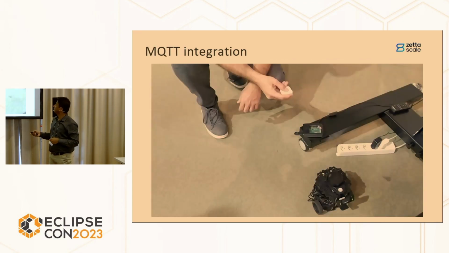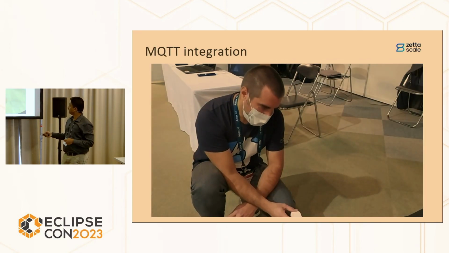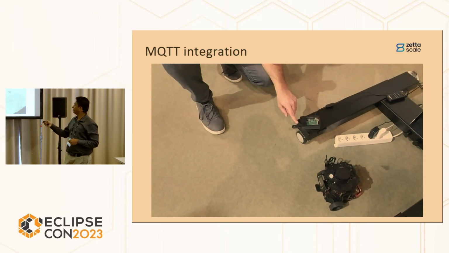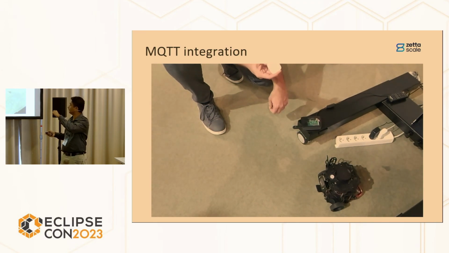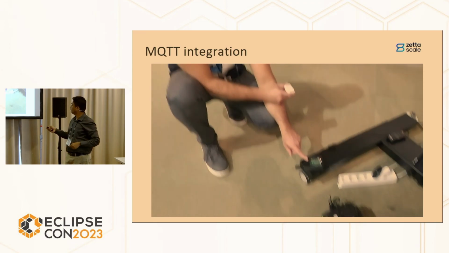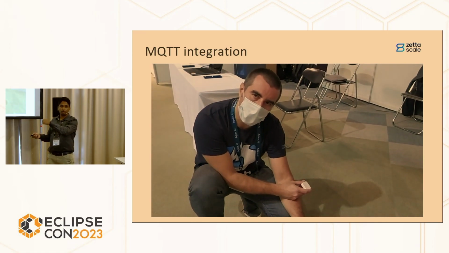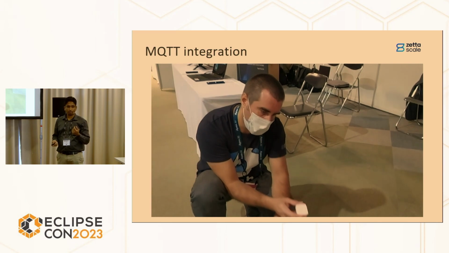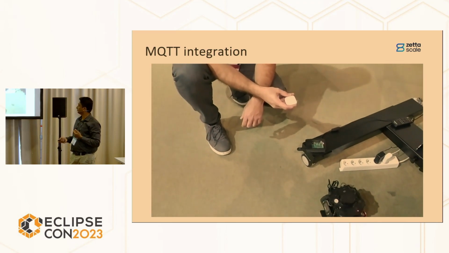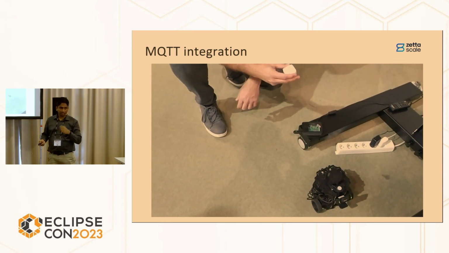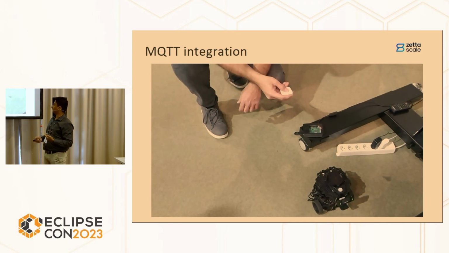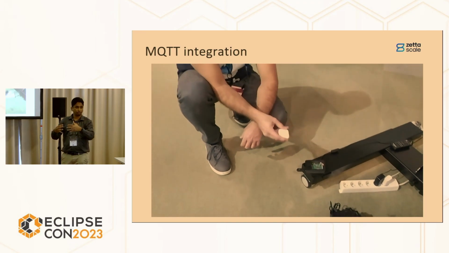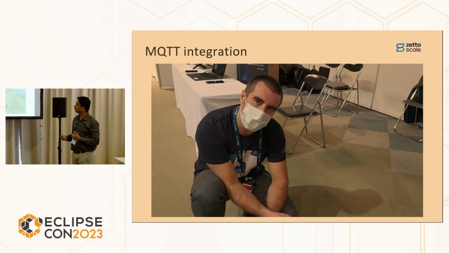Another demo here: my colleague is using the Zigbee button to send the twist commands to the Raspberry Pi, which is then using the Zeno bridge, sending the MQTT messages through the Zeno bridge to the robot. So whenever he clicks the button, he twists the robot. And when he does a double click, it twists the other way around. So you can see here the integration of DDS and MQTT through Zeno.